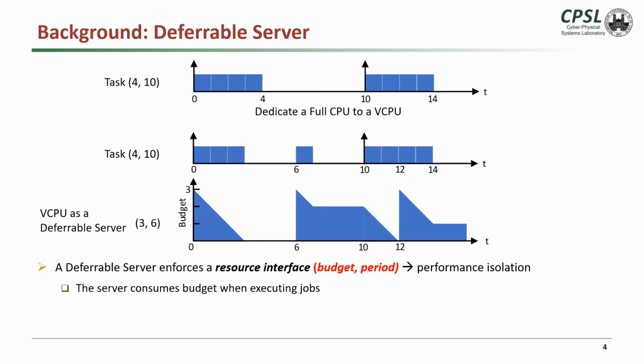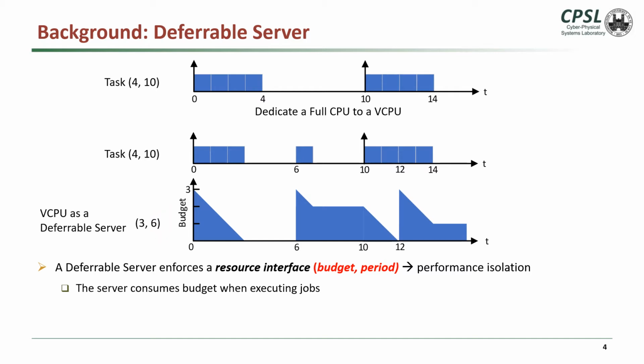When running this on a vCPU scheduled as a deferrable server, things change. The deferrable server has a resource interface with two parameters, budget and period, for performance isolation. The deferrable server consumes budget when executing jobs. For example, here we let the vCPU be a deferrable server with a budget of 3 time units and a period of 6 time units.